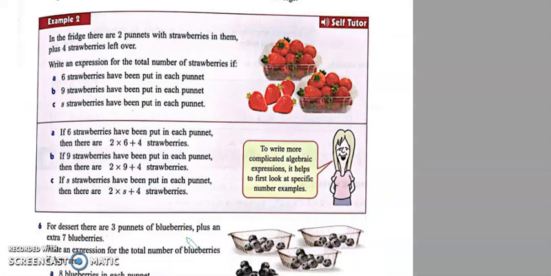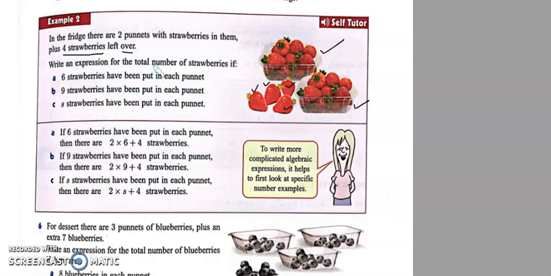Now comes example 2. In the fridge there are 2 peanuts with strawberries in them plus 4 strawberries left over. You can see this diagram. There are 2 peanuts filled with strawberries and 4 strawberries are left over. 1, 2, 3 and 4. These 4 are left over.